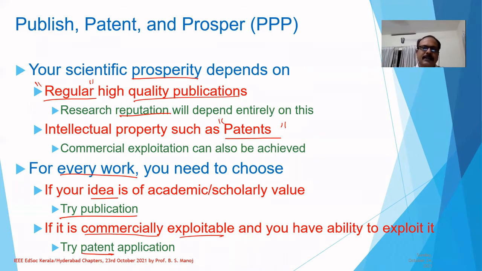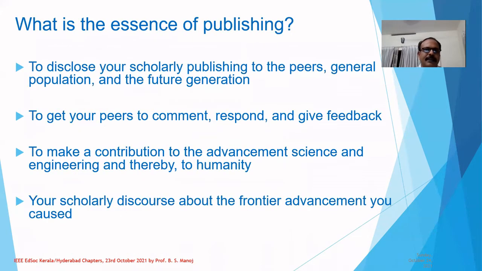So this is very, very important: do not waste the results that you produce, and make value out of that. Now, publication is very important because you disclose your scholarly publishing to your peers, the population, and the future generation. Your peers will get to comment, respond, and give feedback about your work. The most important thing in publication is that you make a contribution to the advancement of science, engineering, and thereby to humanity too. It is like you post something and you are communicating that.